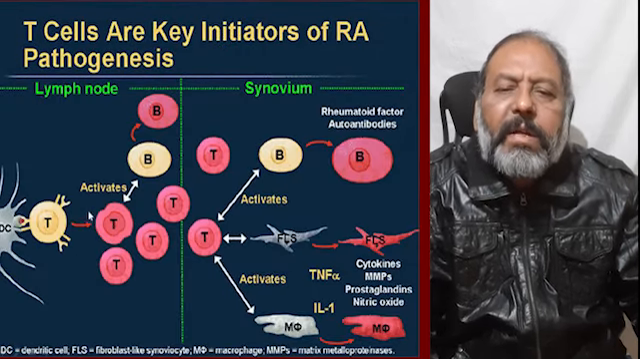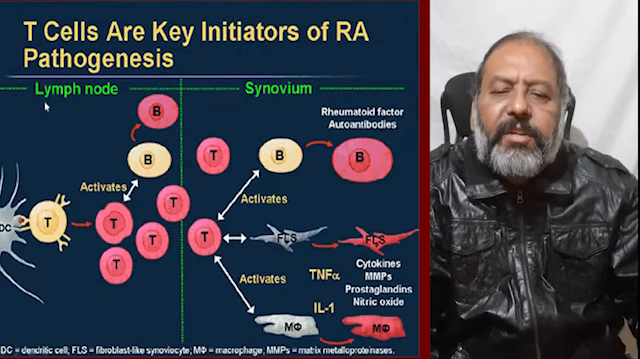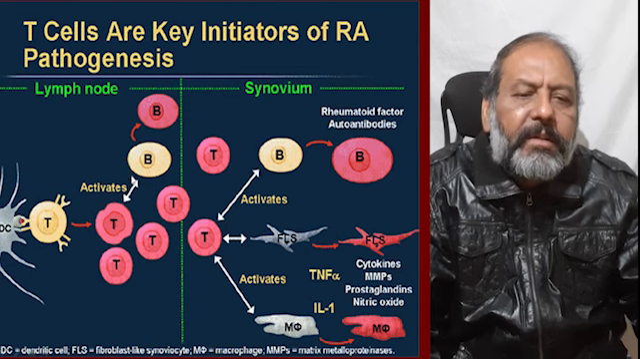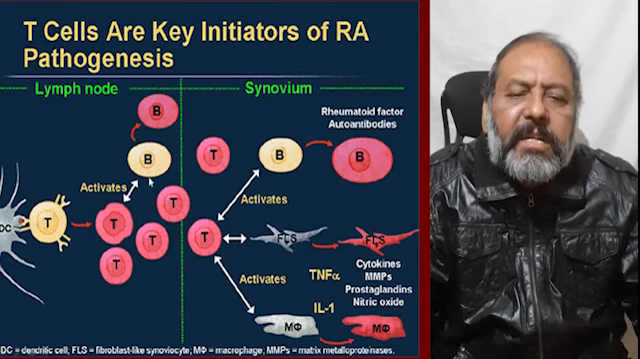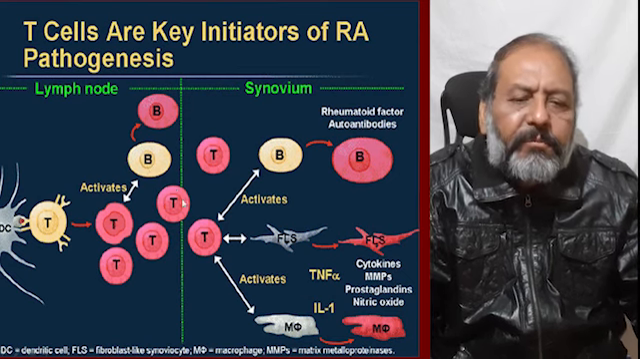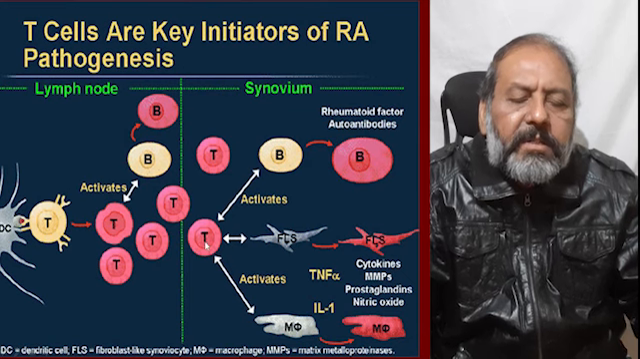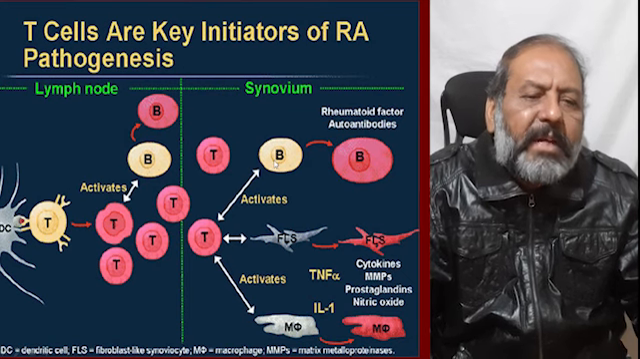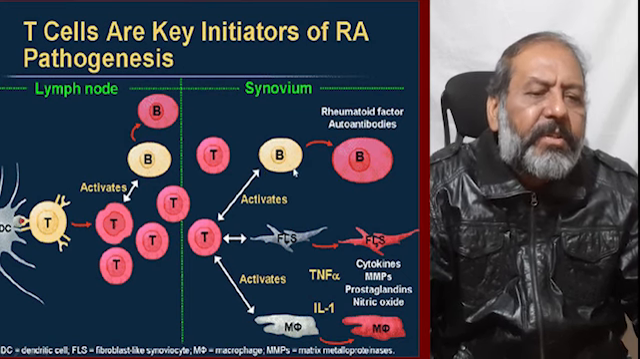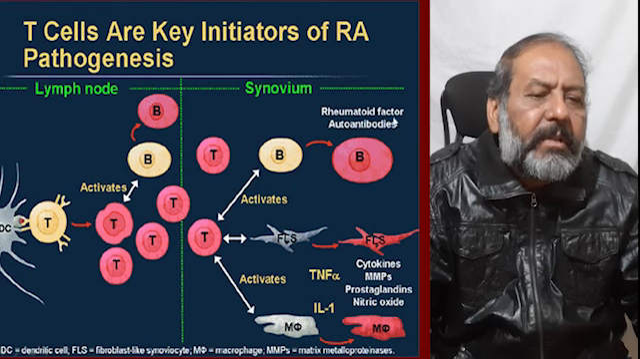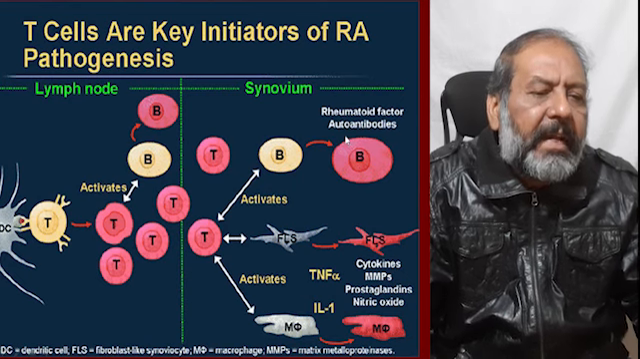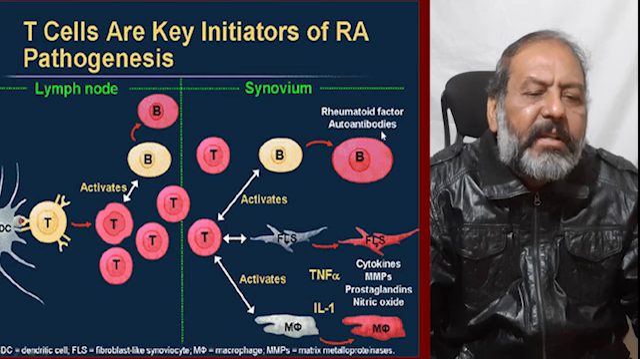So here one can see the lymph node producing T lymphocytes and B lymphocytes. The T lymphocytes are going to activate the B lymphocytes, which are going to produce the rheumatoid factor, and that is autoantibodies.